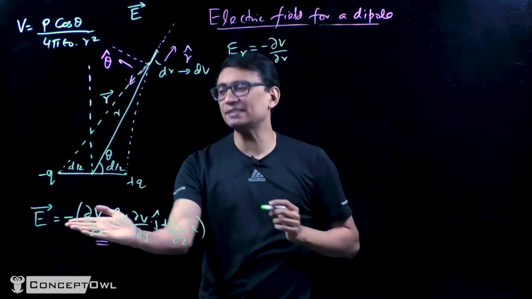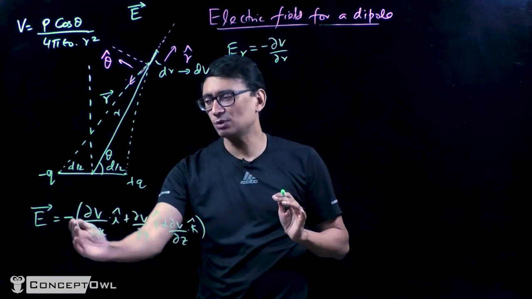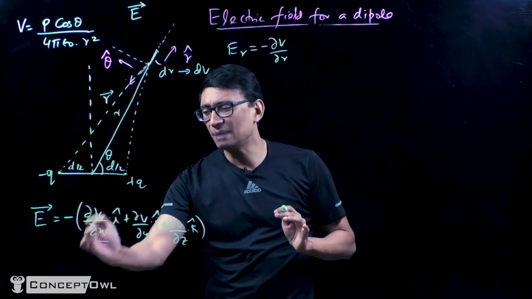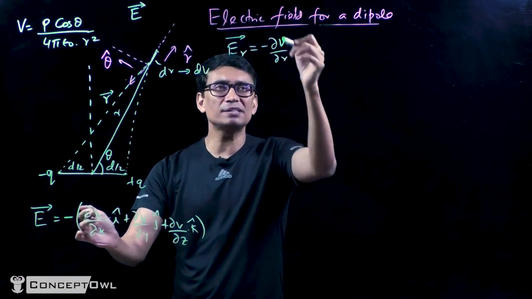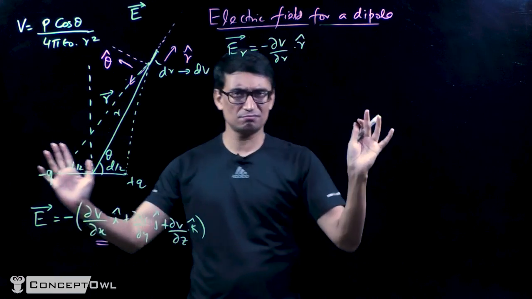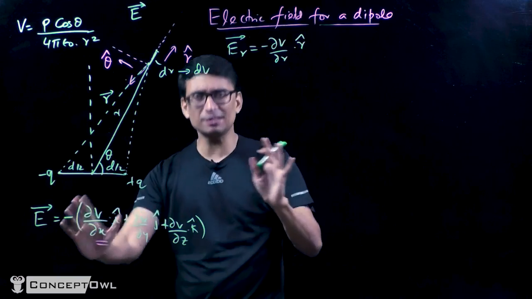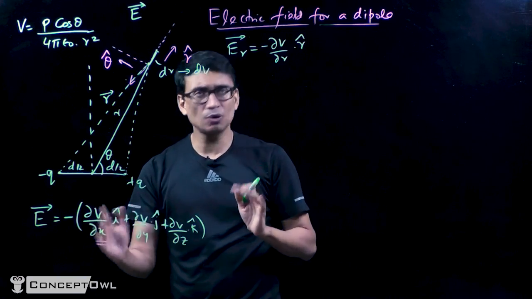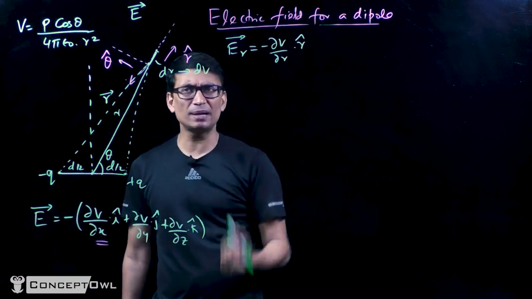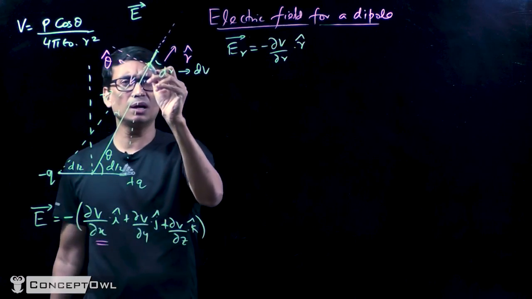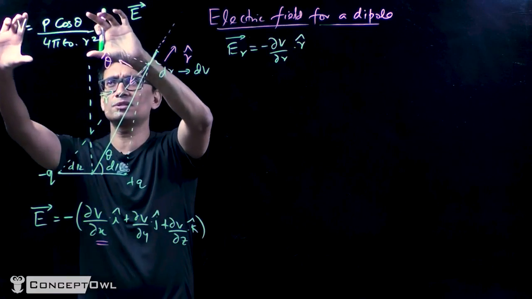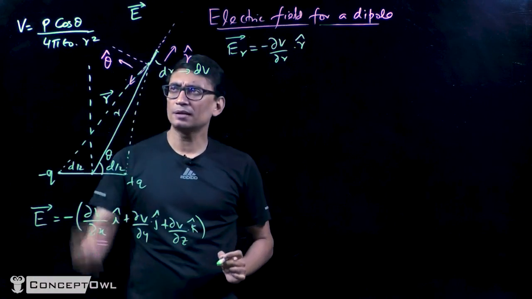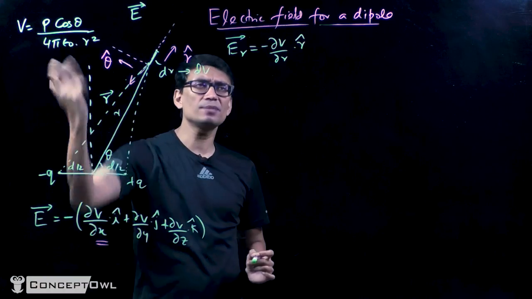Think of R as my x-axis here. If it was the x-axis, I would say minus del V by del X into I cap. So ER would be minus del V by del R into R cap. That's it. It's nothing different. It's the exact same thing. So now let's find out del V by del R. How much will V change? We know the formula for V, so I can find del V by del R from this.